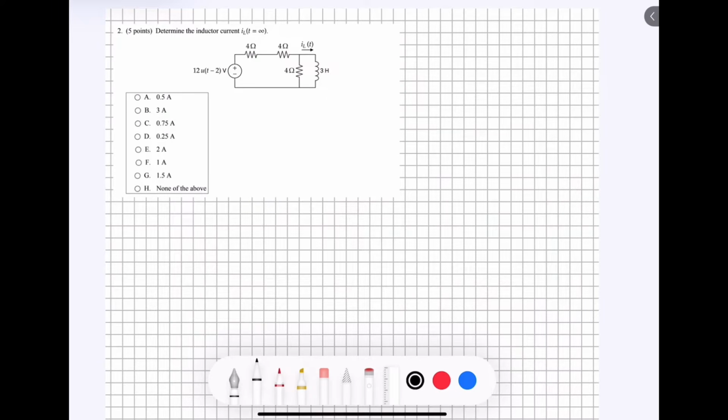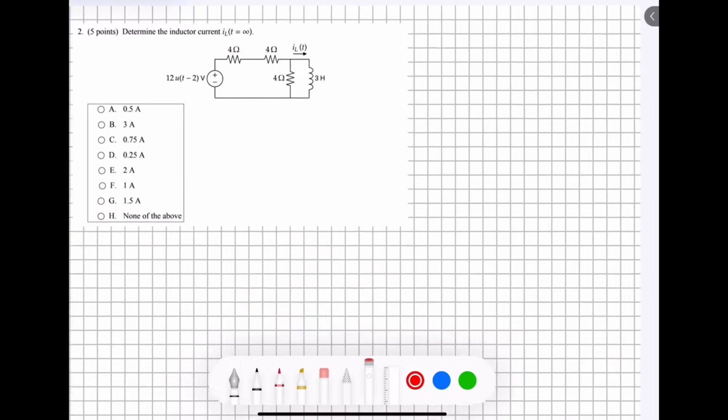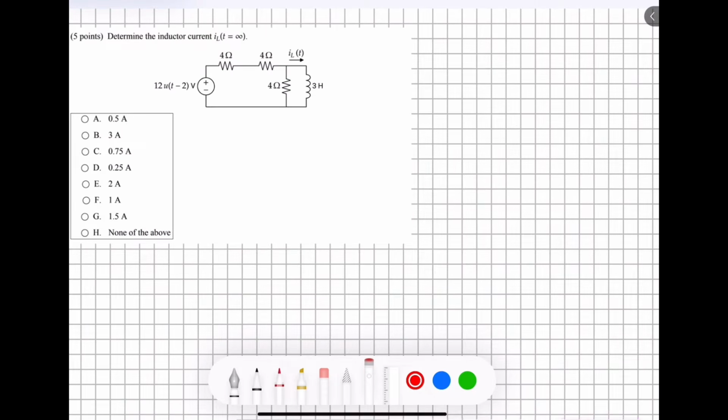Moving on to question 2, this one asks us to determine the inductor current IL at time equals infinity. This is going to be our most important piece of information in this problem. We know that we're looking at the circuit after a very long amount of time has passed. So there are a couple of rules that we can use to make the circuit a little bit simpler for us.